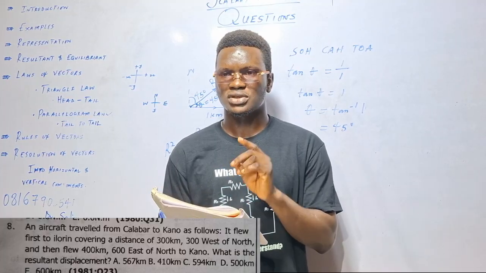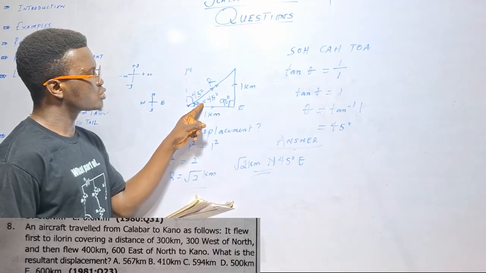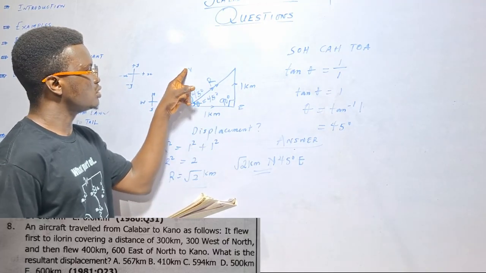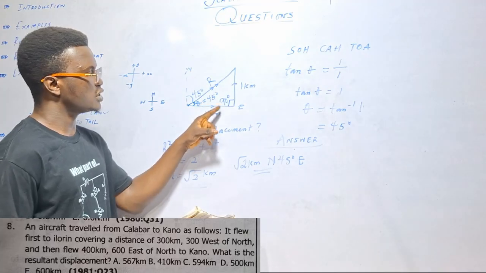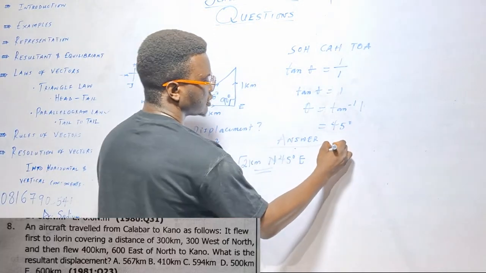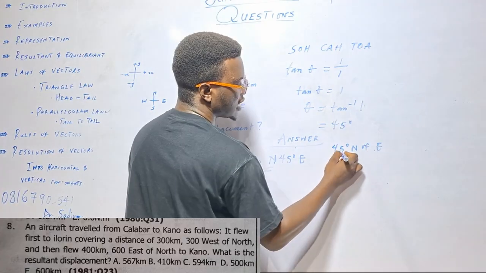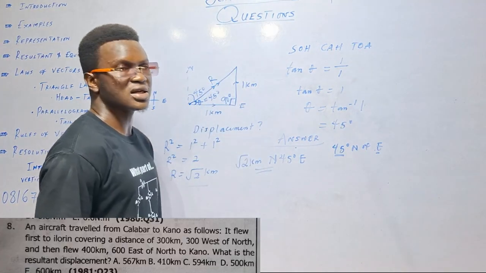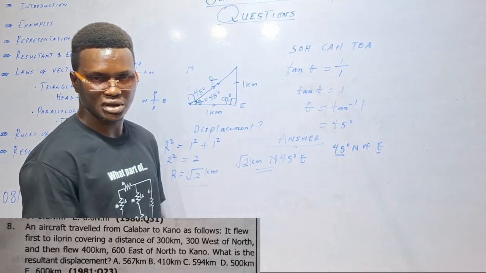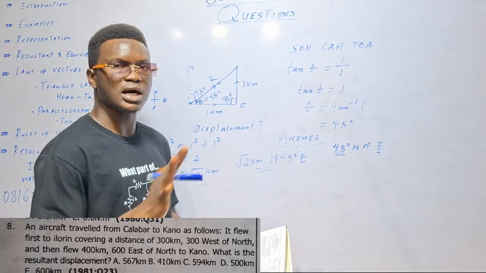Now let's follow this. I told you something about how you determine direction. If the angle is to the east, then we say north of east. That means I can say this is 45 degrees north of east, meaning that the angle is to the east. So if I say 30 degrees west of north, that means the angle is to the west. I'll show you, don't worry.